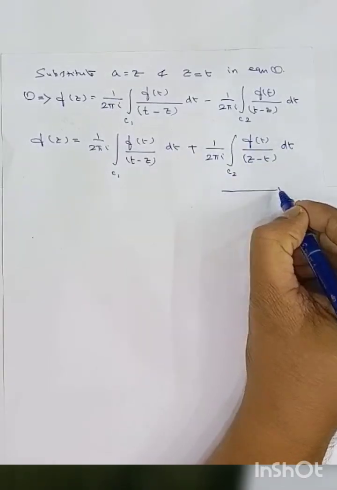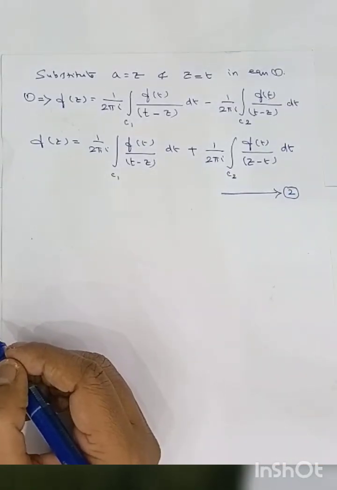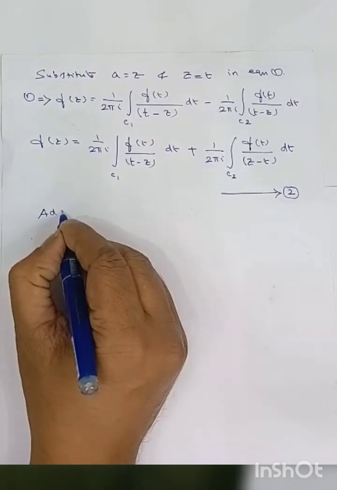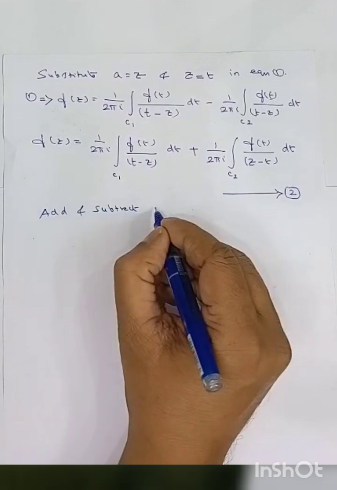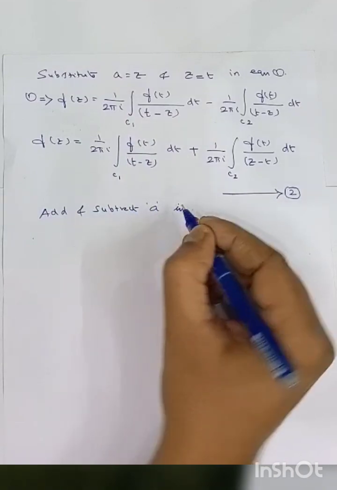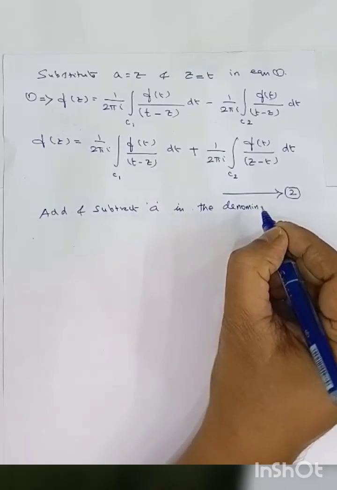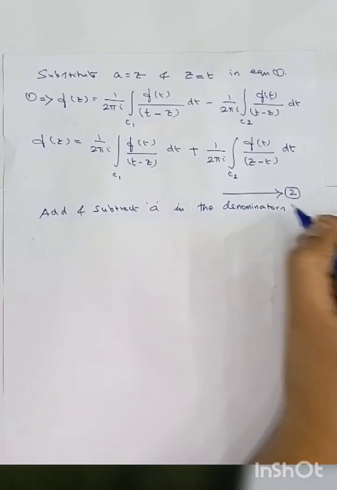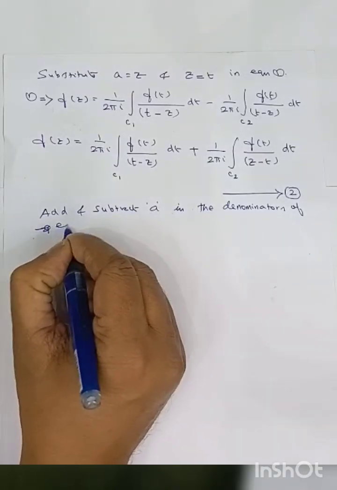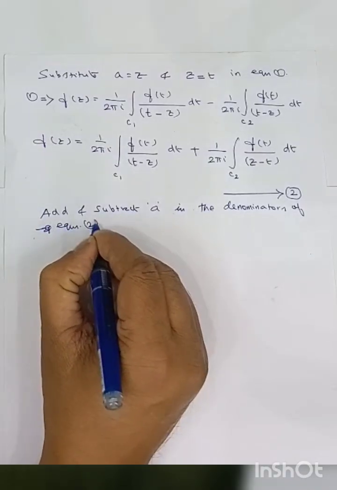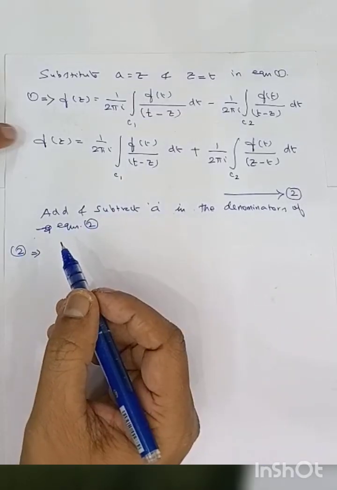Now you keep this equation number 2. Okay, right. Now add and subtract a in the denominator of equation 2. In the denominators of equation 2.